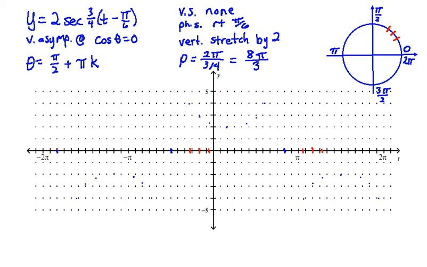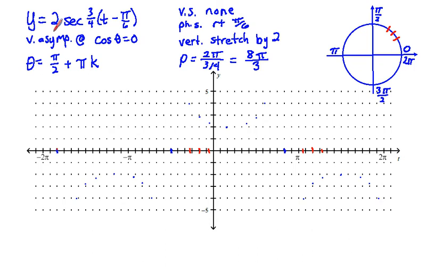Okay, continuing on with our series on how to graph trig functions, let's do something a little more complicated this time. We have y equals 2 times secant of 3/4 times (t minus pi over 6). Looking at our analysis here, we see that there's no vertical shift. The phase shift is to the right by pi over 6. There is a vertical stretch factor of 2.